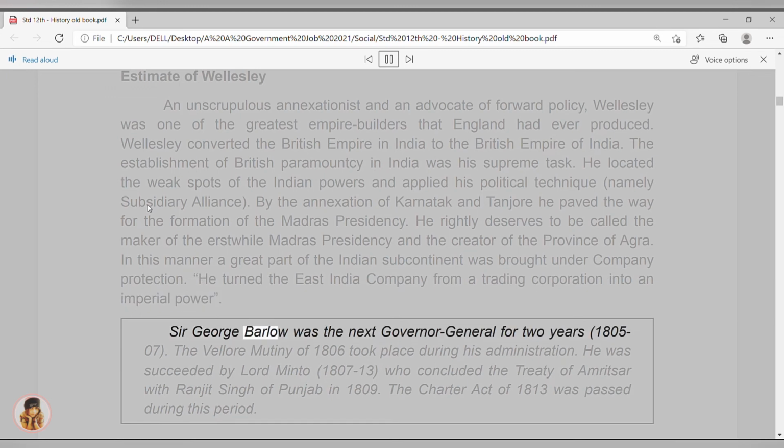Sir George Barlow was the next Governor-General for 2 years, 1805-07. The Vellore Mutiny of 1806 took place during his administration. He was succeeded by Lord Minto, 1807-13, who concluded the Treaty of Amritsar with Ranjit Singh of Punjab in 1809. The Charter Act of 1813 was passed during this period.